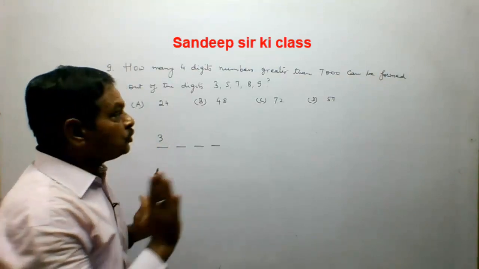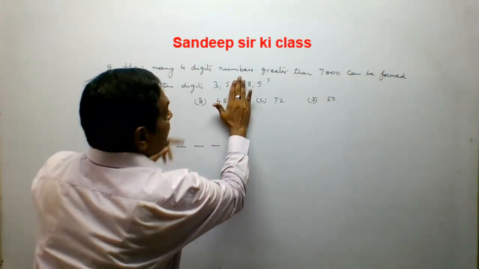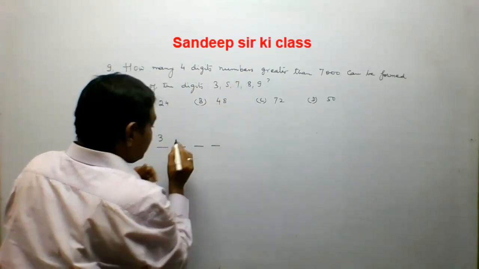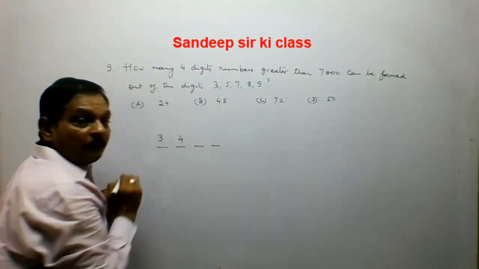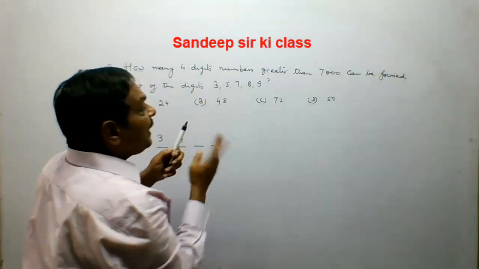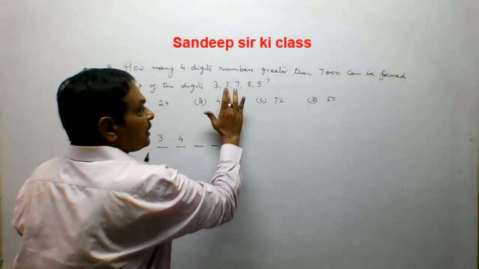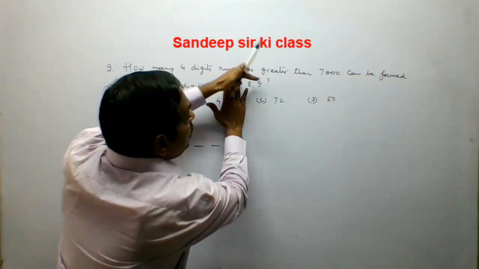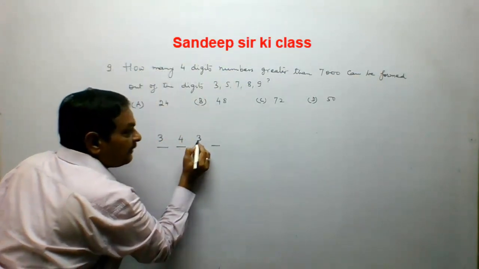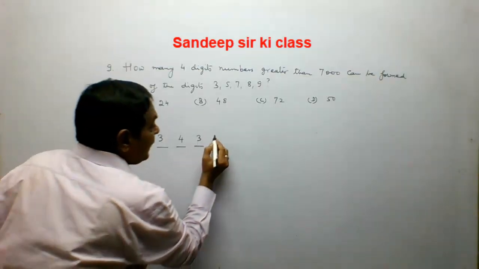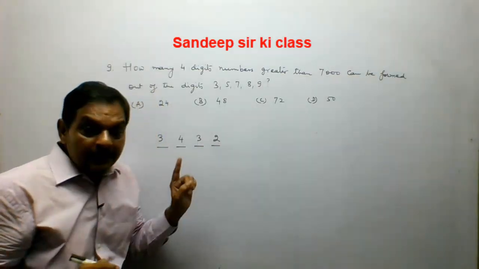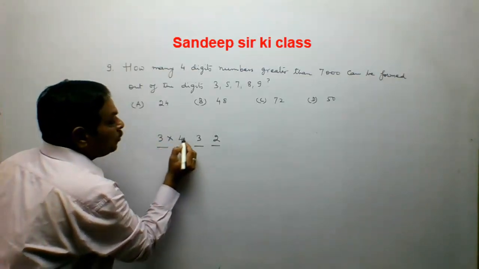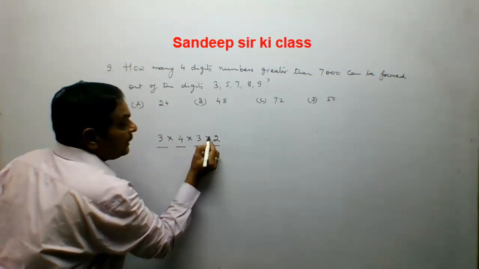Now 1 we have used. Suppose 7 we have used. Then we have 4 choices for the second place. So this place can be filled in 4 ways. Now 2 we have used. Suppose 7 we have used and 5 we have used. So now we will be having 3 choices. So this place can be filled in 3 ways, and the last place can be filled in 2 ways. So total number of ways will be 3 into 4 into 3 into 2.